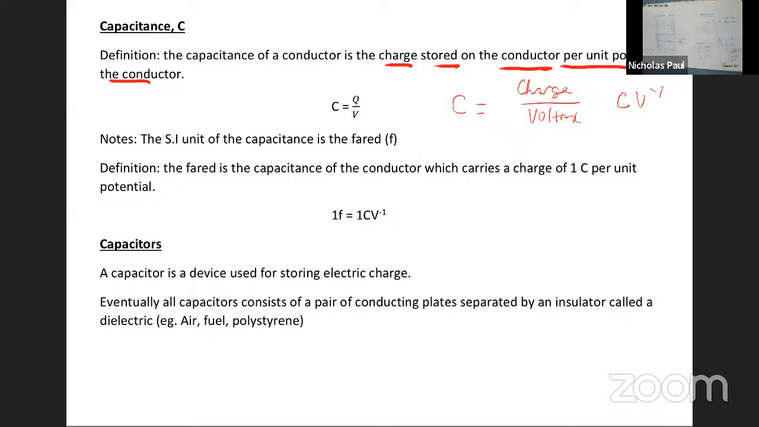This could also be written as a new unit, which is the farad. There's a little mistake, it should be a capital F. So the SI unit for capacitance is the farad. If you're making little notes, write the formula and write the SI unit. Make sure you have it as we move along.